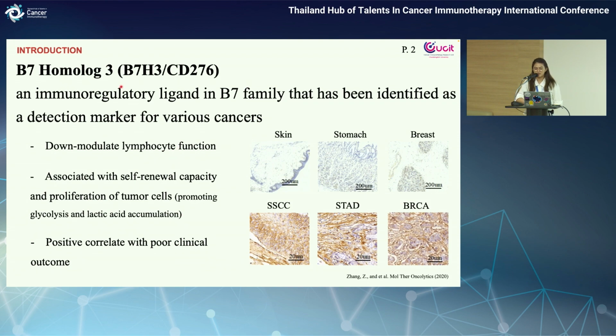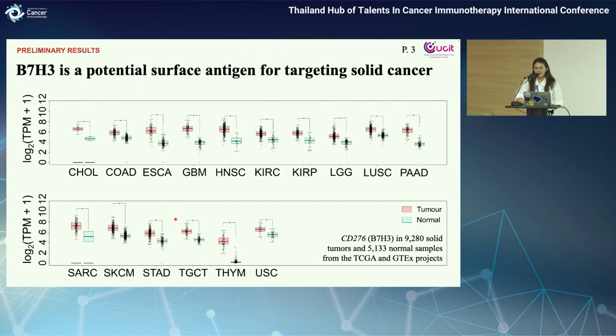inducing cancer glycolytic metabolism. The expression of B7H3 was found to be upregulated exclusively on cancer cells and shows a positive correlation with poor clinical outcome. Recently, it has become a useful marker for detecting tumor and metastasis in many cancer types. So, to highlight that B7H3 is a common antigen overexpressed across various types of cancer, we analyzed RNA transcription levels from TCGA and GTEx databases. Our finding revealed that among 29 solid cancer types, the CD276 gene exhibits a significant upregulation across 16 types of cancers.